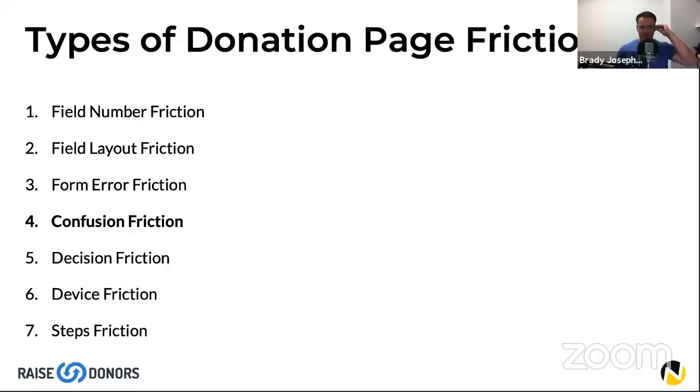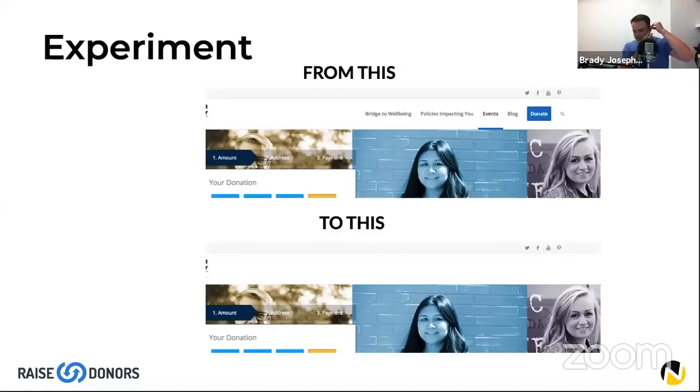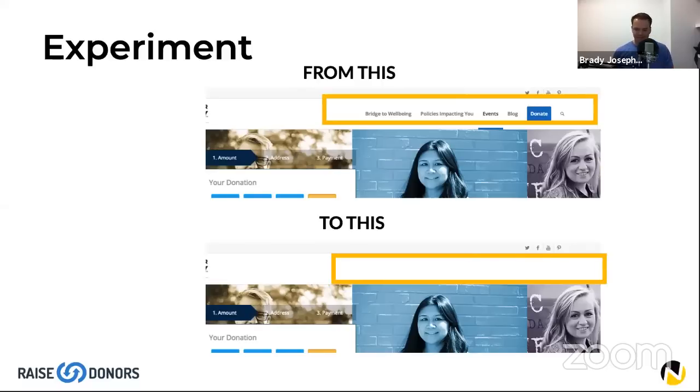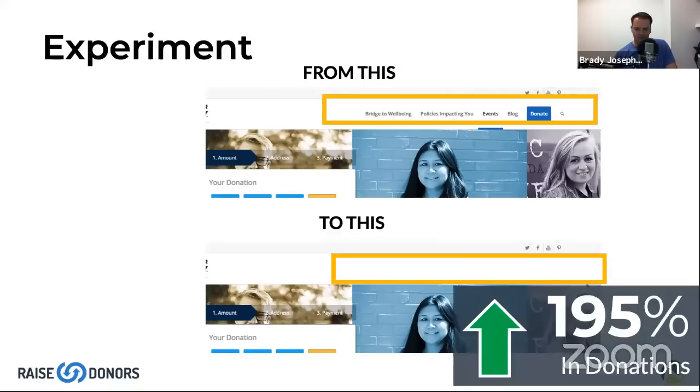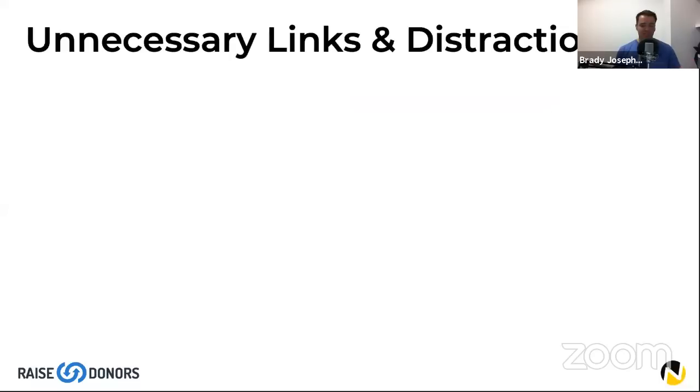Confusion friction has a few different elements to it, but one of the easiest elements is just navigation and distraction links. They can be kind of confusing. It may seem crazy to you or me that this navigation would really distract people once they're on a donation page, but maybe you're here and you see "policies impacting you," and you think, I'm interested in that, or what are events, or what's this donate button, even though it brings you back down. So at this stage, they've clicked donate, they have expressed interest. Don't give them any reasons to click or leave that page. Just by removing that here, they helped increase donations 195%. It's one of the easiest ways to improve the user experience. Just remove these distracting links.